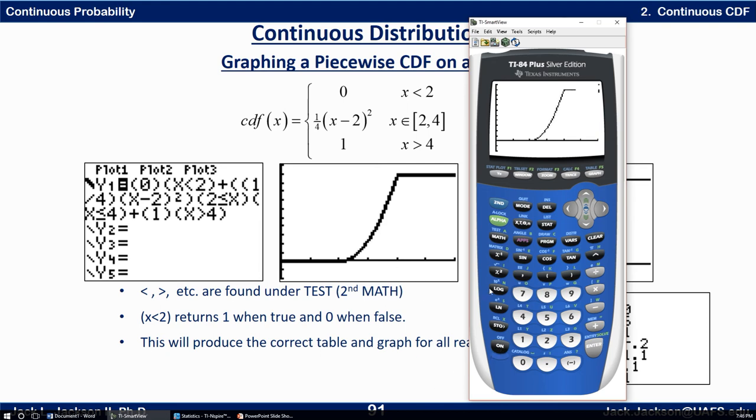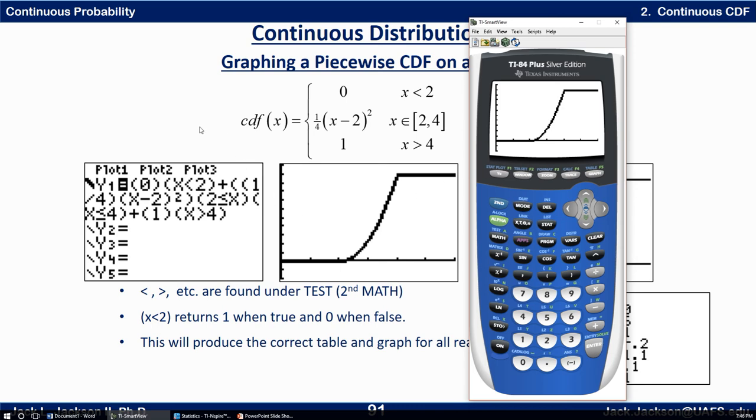Let me go back here, and I can actually make this thicker so we can see a little bit better. Let's make that thicker by pushing enter on that. Hit graph. And now you can see it tracing over the x-axis. Here it goes up, and then it's horizontal. So you can actually get it to do a full PDF if you need to. Now, that's one way to do it.